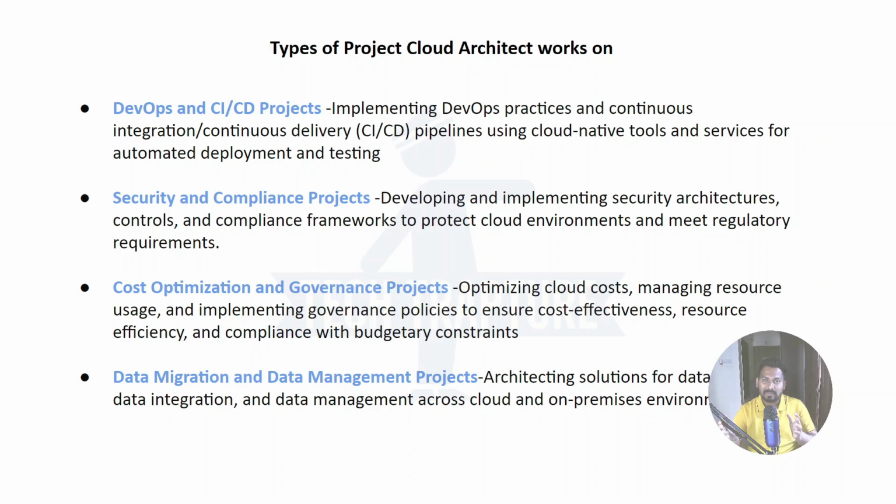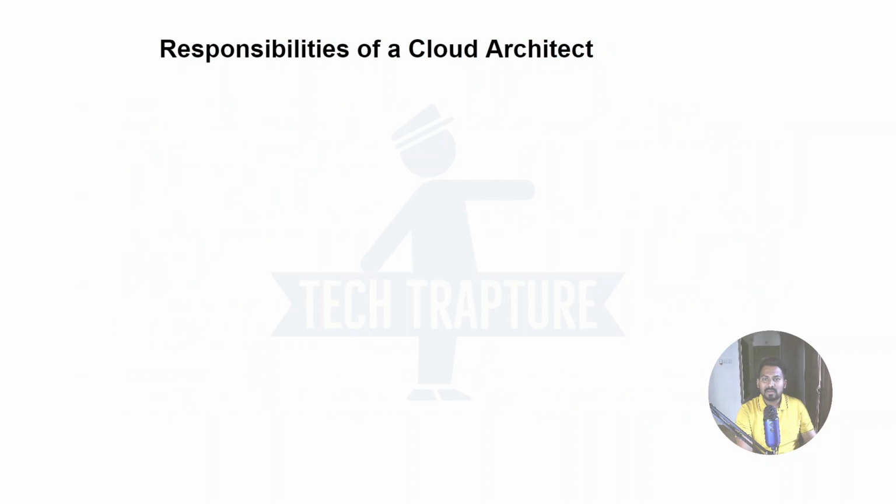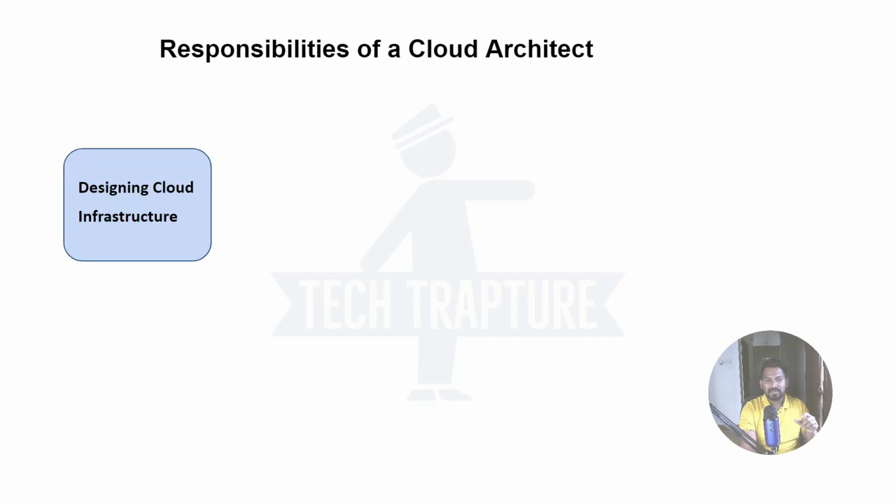There are different data migration strategies. You have to decide which data migration strategy should be used in which scenario. So that is again a role of cloud architect. Okay, so these are the different projects cloud architects will work upon. Now we'll see the responsibilities of cloud architect one by one. We have seen what kind of projects a cloud architect has to work on, but apart from these projects, what roles and responsibilities the cloud architect has, we'll check one by one.